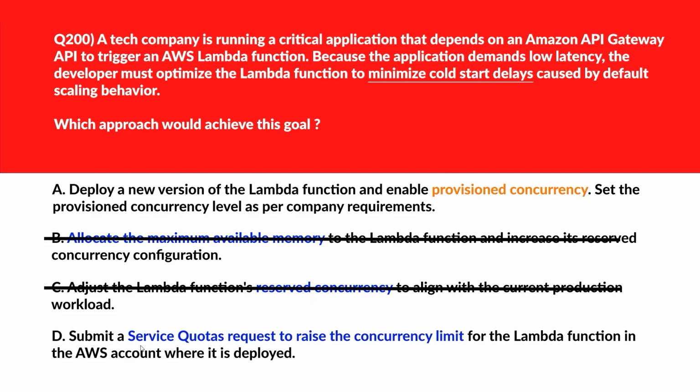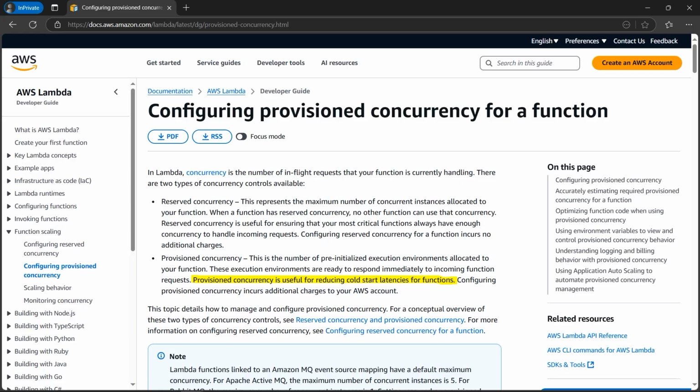D says submit a service quotas request to increase the concurrency limit for the Lambda function in the AWS account where it is deployed. Requesting a concurrency limit increase addresses account level constraints but does not resolve again cold start delays. So D is wrong. We are left out with option A and it is the correct answer.